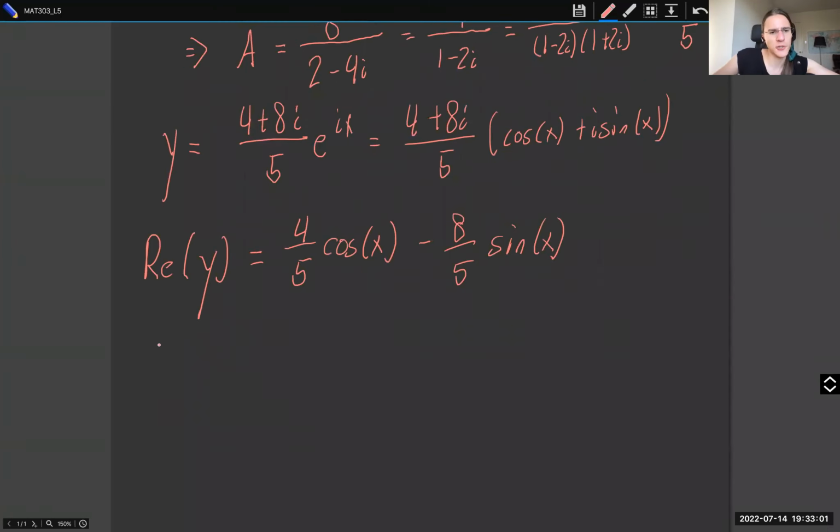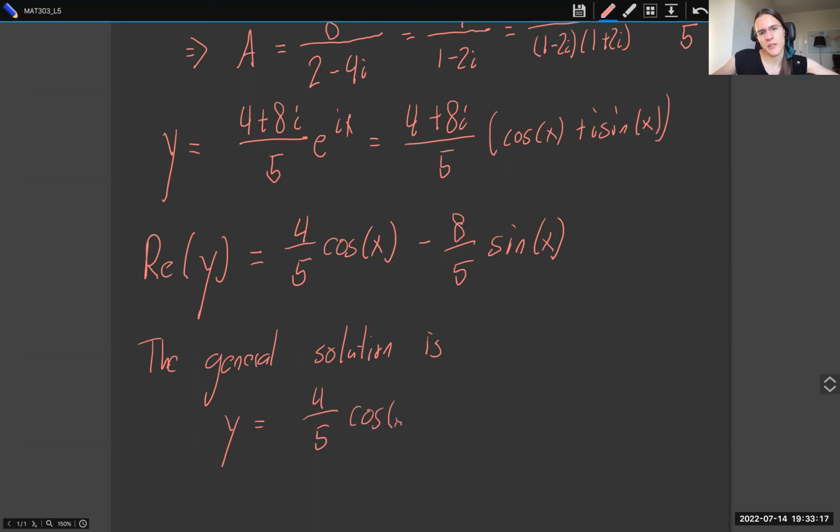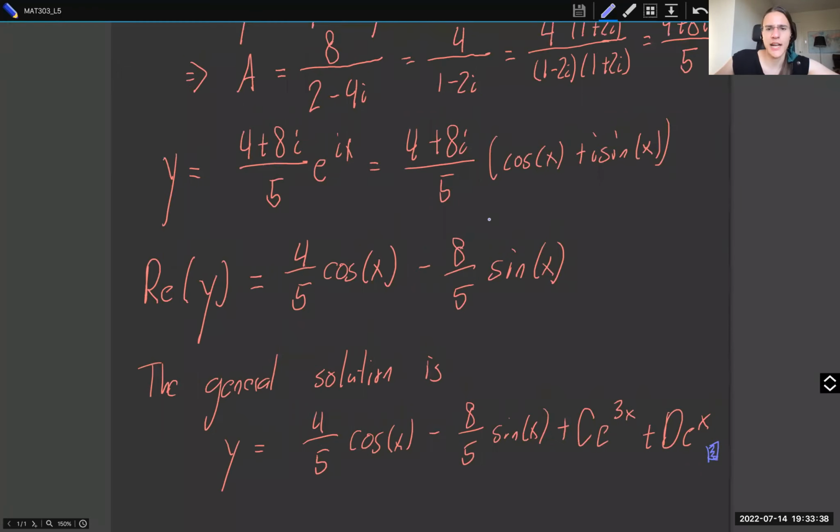And so the general solution for y is equal to 4/5 cosine x minus 8/5 sine x. And then it's the same homogeneous equation. So we're going to have c e to the 3x plus d e to the x. So that's how you handle cosines and sines.